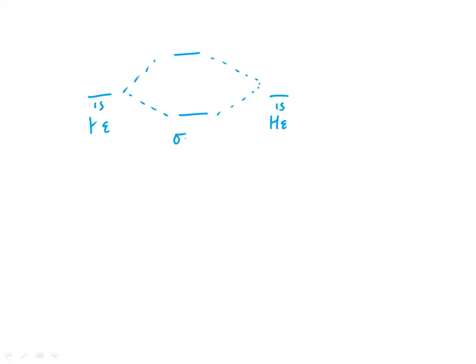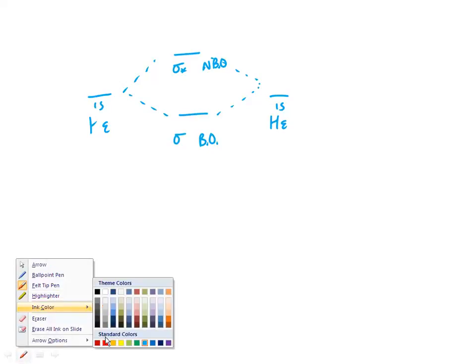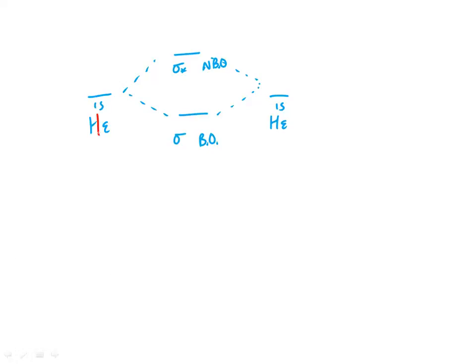Here's my sigma orbital, here's my sigma star. This is my bonding orbital. This is my non-bonding orbital because it's higher in energy. Now, how many electrons does helium have? Element number 2. So the idea is this helium has 2 electrons, this one has 2 electrons.